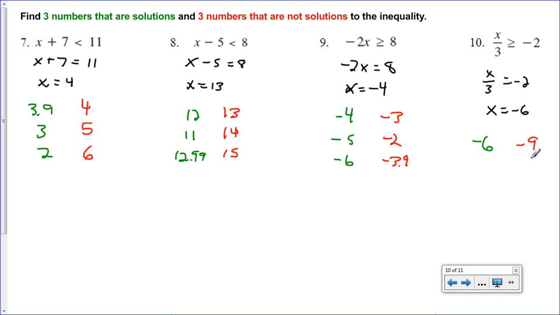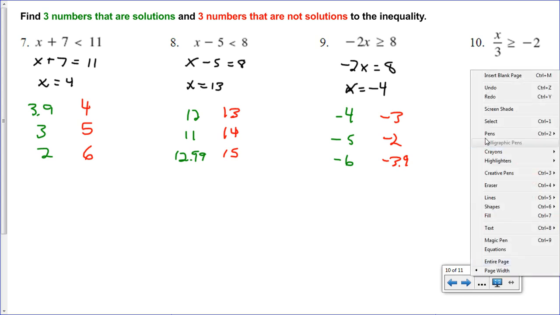And so if negative 9 is not a solution, then neither will negative 10 or anything actually between negative 6 and negative 9, negative 7, negative 8, negative 11, all that stuff. Anything less than negative 6 won't be a solution.